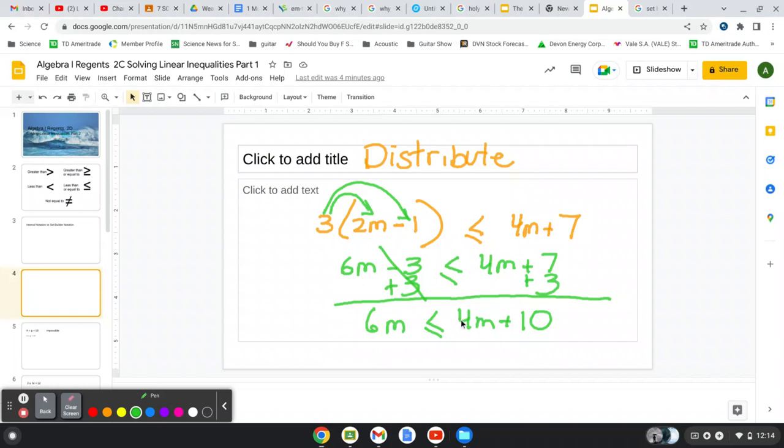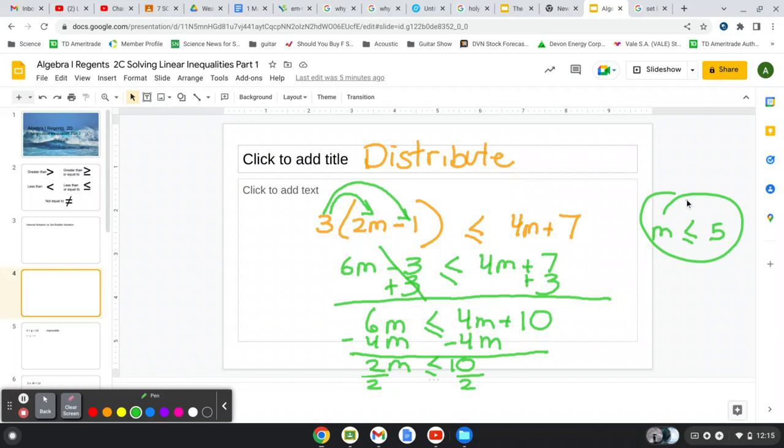And what's the next step? What do you think? Well, let's get rid of the 4m. Right? We have to do one side, do to the other, right? And now we're going to have 2m is less than or equal to 10. Divide out the 2 on both sides. Now this time we're not flipping because we have no negatives, right? We have no negatives, so we just keep it the same. 10 divided by 2 is 5. And there's our answer.